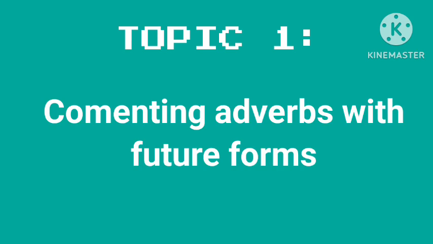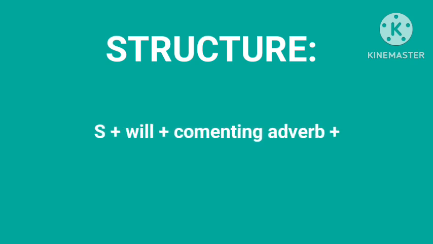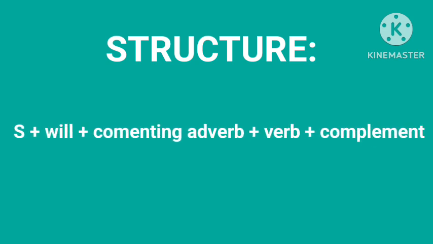The first topic is called commenting adverbs with future forms. This topic is about all the adverbs we can use to include an opinion about something. The structure of this is very simple. We have the subject, then we add will, then we add our commenting adverb, then we add our verb, and finally we finish with our complement.